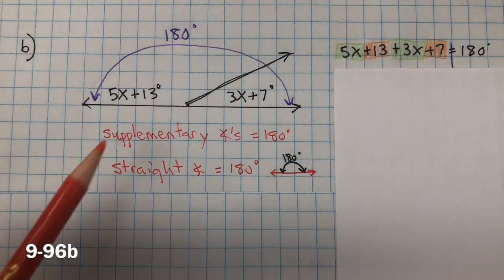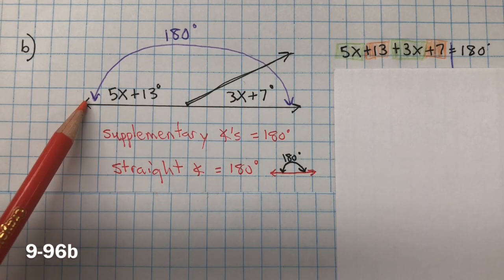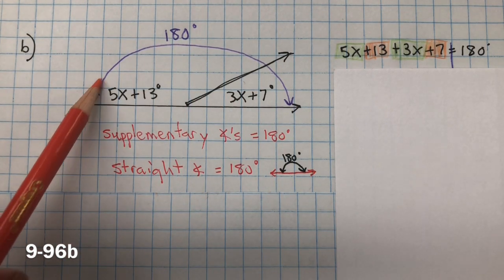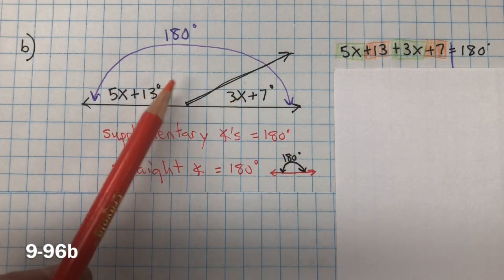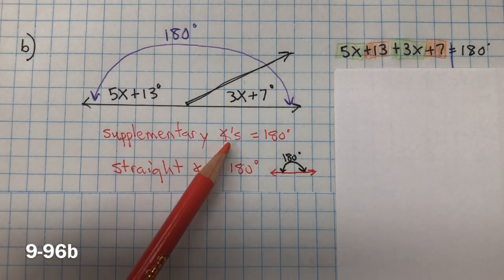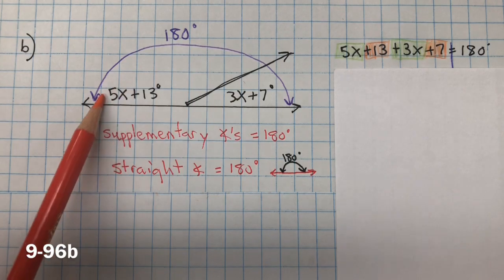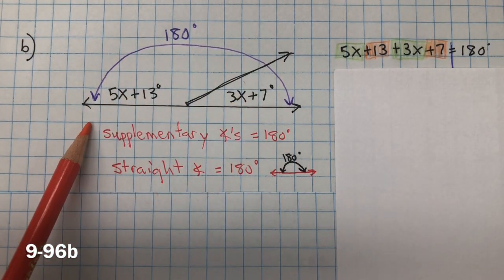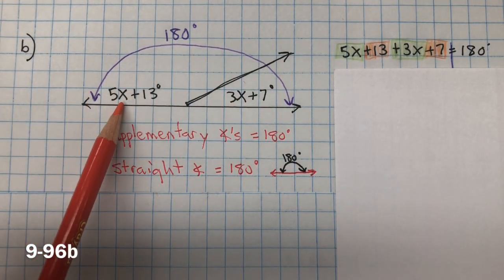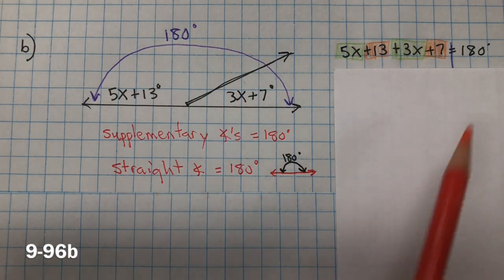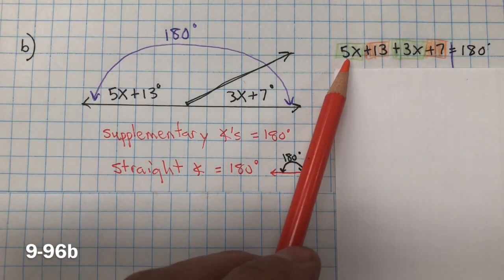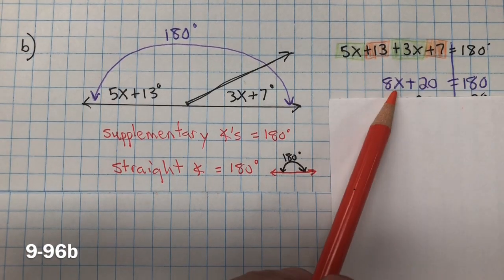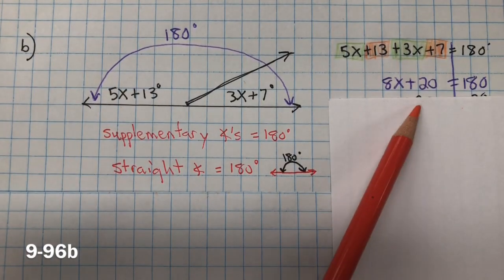For problem B, we have a straight angle here. Straight angle has a measure of 180 degrees. These two angles are supplementary angles, and supplementary angles have a sum of 180 degrees. So I know that this angle plus this angle will equal 180 degrees. Now we combine like terms. 5x plus 3x equals 8x. 13 plus 7 equals 20.